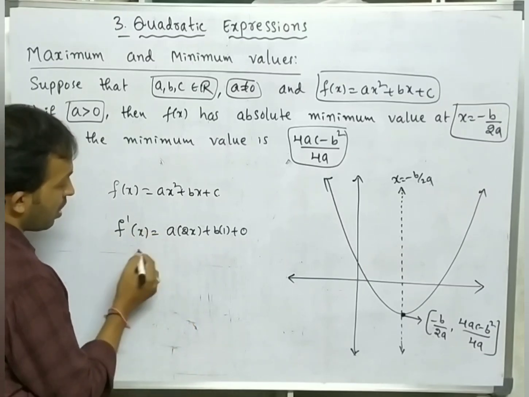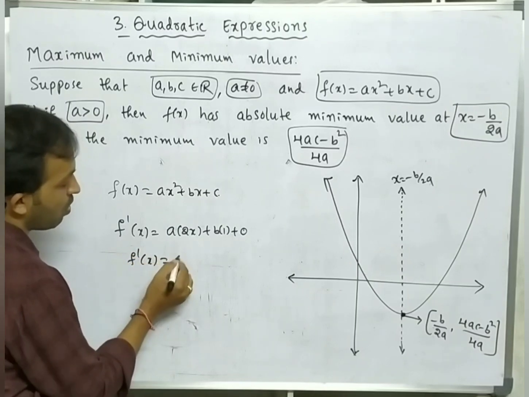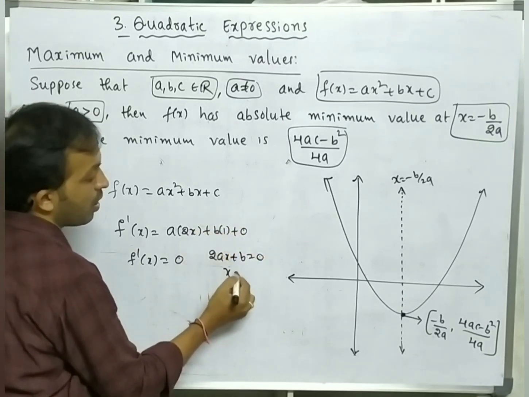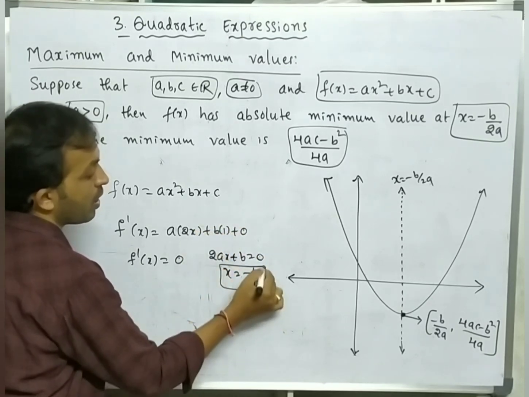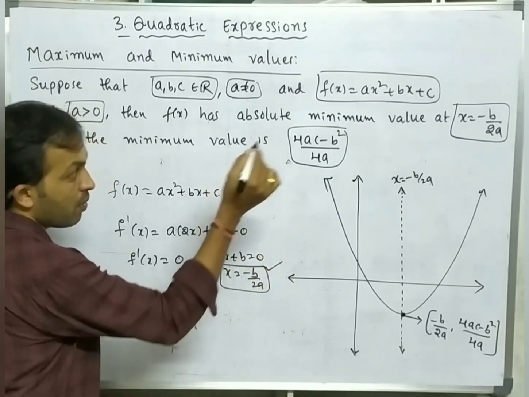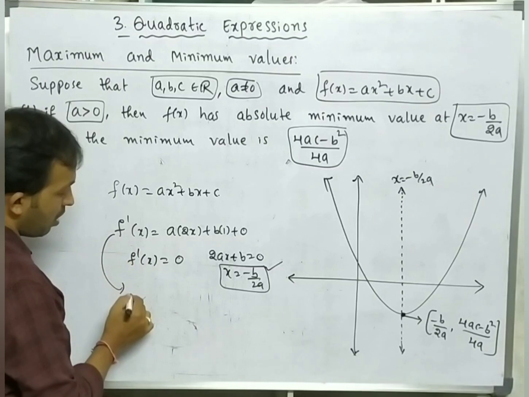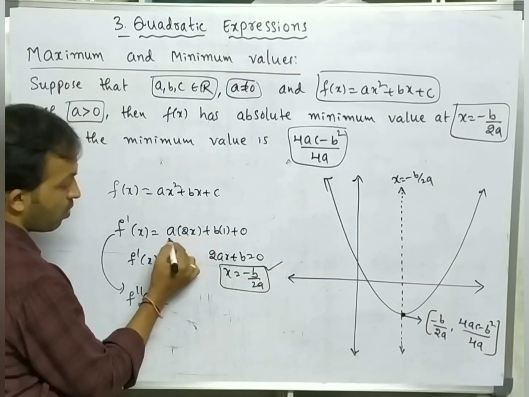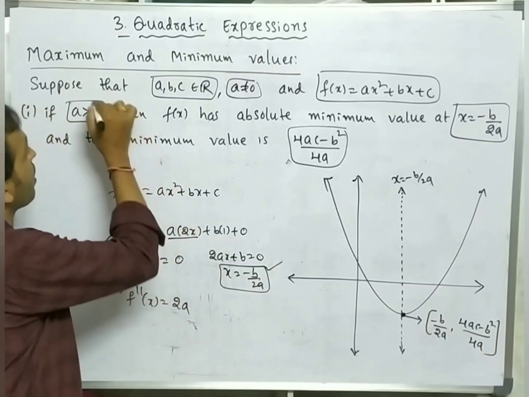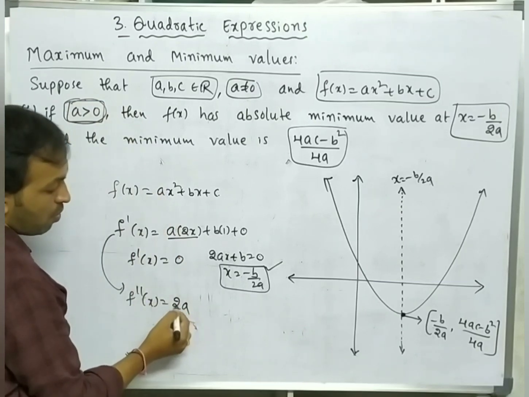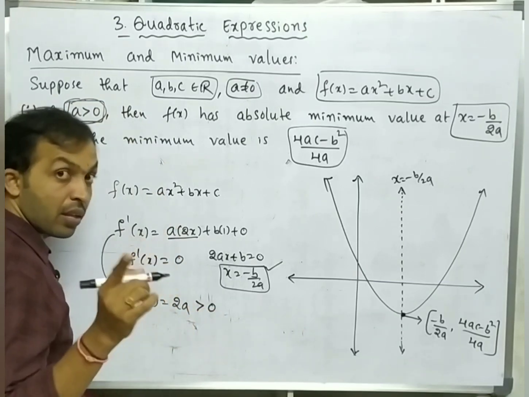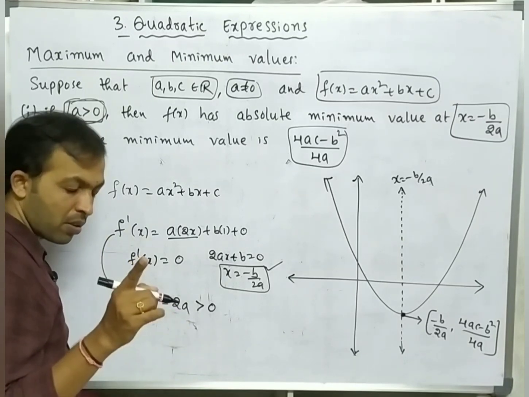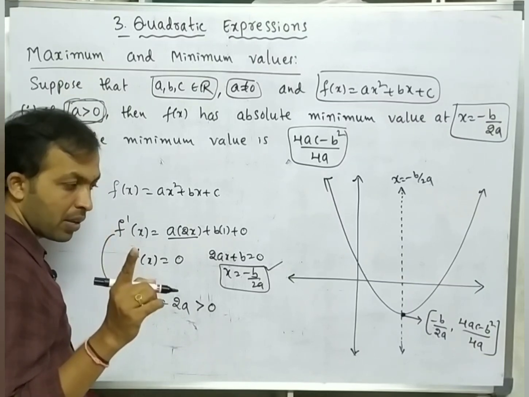Okay, so equate this f dash x to 0. Then 2ax plus b is equal to 0, then x is equal to minus b by 2a is called the critical point. At this critical point we will get maximum or minimum. Then differentiate again with respect to x, you will get 2a. Okay, as a is positive, positive into positive, positive. As you learned in intermediate first year B paper, that is the applications of derivatives.